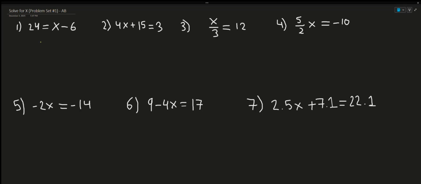Alright, let's go through some problems on how to solve for x. So for the first question, 24 is equal to x minus 6. What we can do is bring negative 6 from the right hand side to the left hand side so that it becomes positive. So 24 plus 6 is equal to x. Therefore x will equal 30.